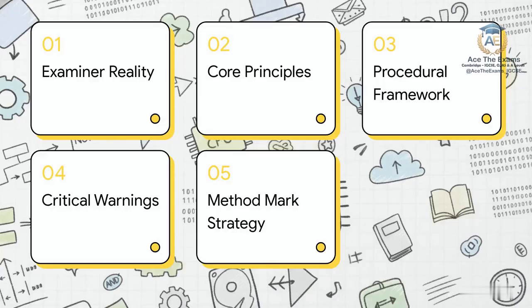Okay, let's dive into this. Here is our structured roadmap for today's explainer, and I promise we are going to decode the entire exam system step by step. First, we have the examiner's reality. Second, decoding core principles. Third, the procedural framework. Fourth, critical examiner warnings. And finally, number 5, the method mark strategy.